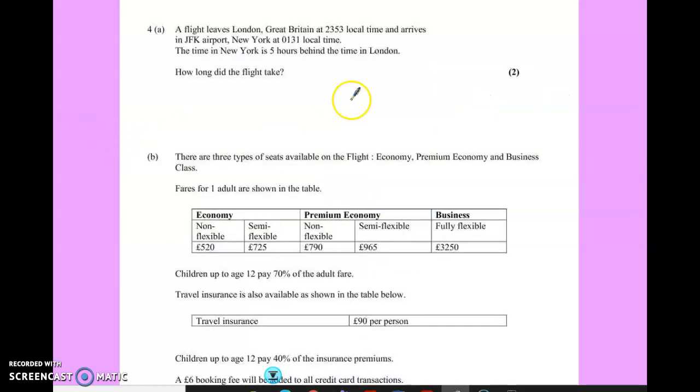Number 4. A flight leaves London at 23:53 local time and arrives at 1:30 in the morning New York time. The time in New York is 5 hours behind the time in London. How long did the flight take? Now, it doesn't matter when you deal with the time difference, as long as you remember and deal with it. I like to deal with it before I work out my time difference.